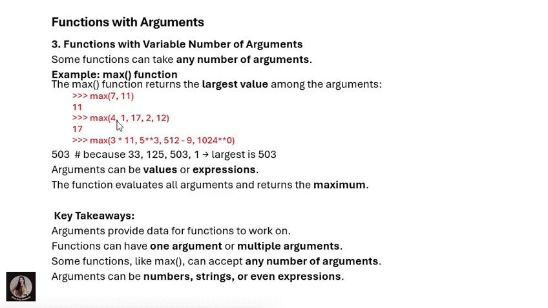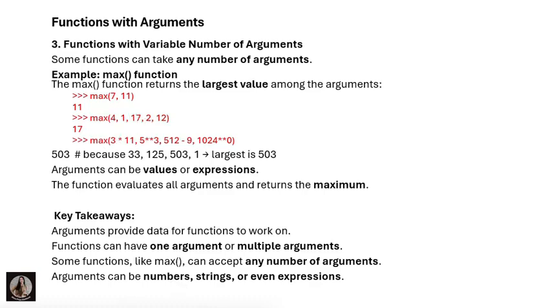Maximum of 4, 1, 17, 2 and 12. These are all the arguments. I have taken multiple arguments here. It will print 17 because 17 is the maximum out of these arguments. That's why it will print 17.